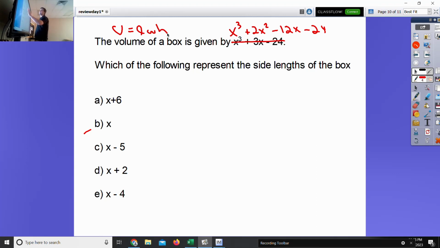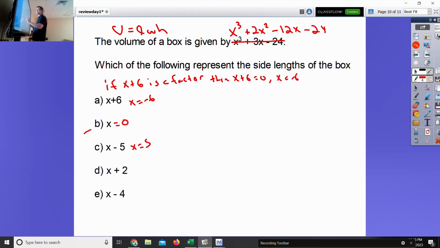Now, first off, you have to understand, if x plus 6 is a factor, then x plus 6 is 0, which means that x is negative 6. So, when I do synthetic division, I'm just going to change these signs. This is literally x equals 0. This would be x equals 5. This would be x equals negative 2. This would be x equals 4. And I'm not going to do all of these. I know what the answer is. I just had to recreate this problem. But let's pick a wrong one.